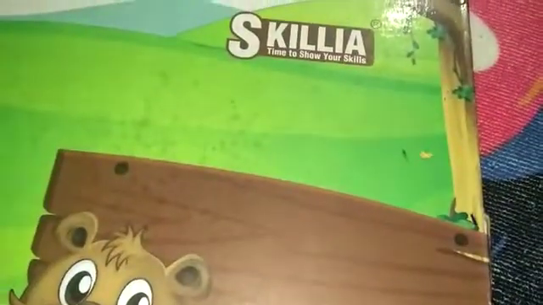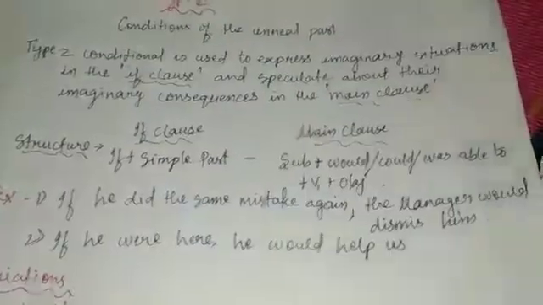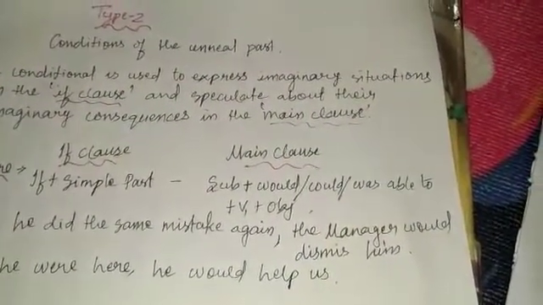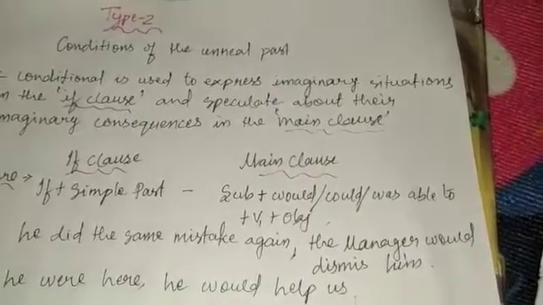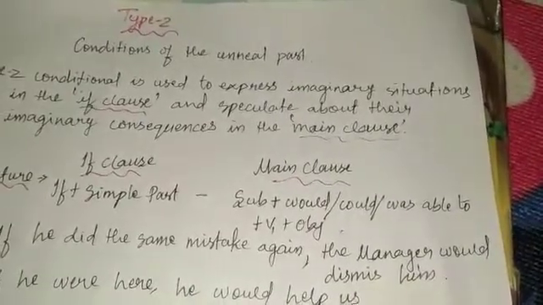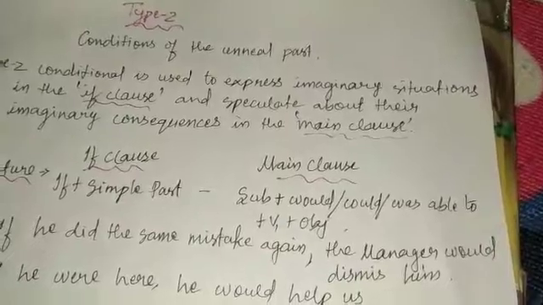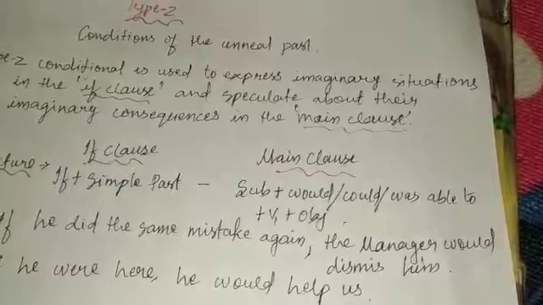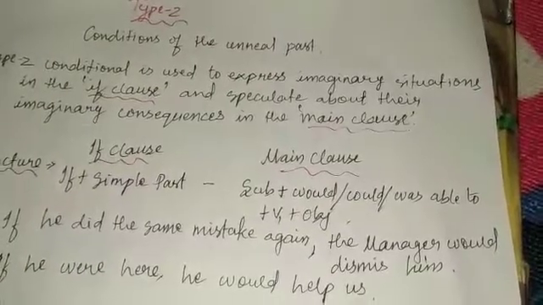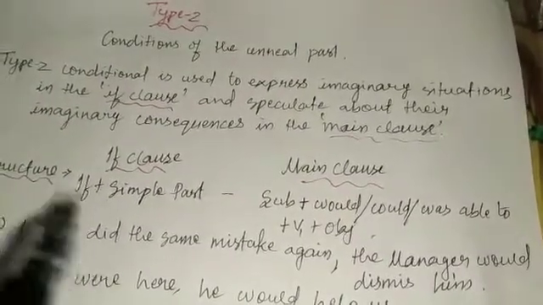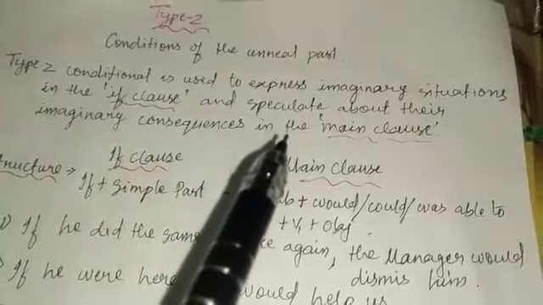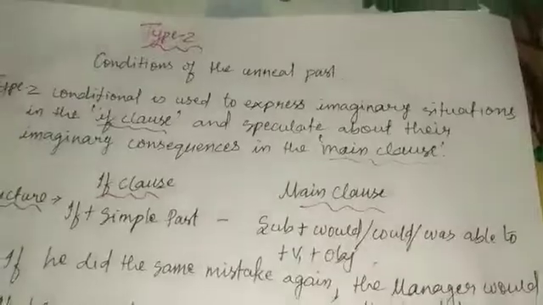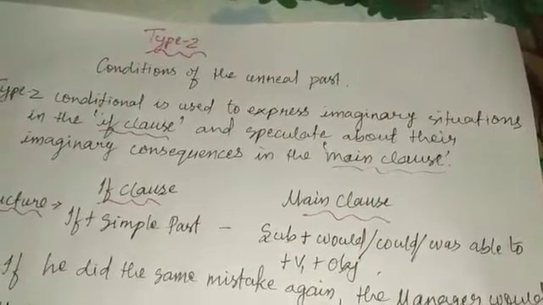Now let us discuss type 2, conditional type 2. This type 2 conditional is also called the condition of the unreal past, because this conditional is used to express imaginary situations in the if clause and speculate about their imaginary consequences or results in the main clause. So this is purely a kind of imaginary or unreal thing.